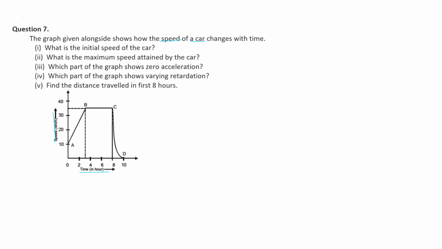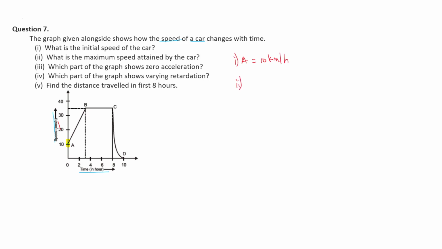What is the initial speed of the car? The point where it is starting is our position A, the point A. Therefore, initial speed is at A. Because the speed is in kilometer per hour, I say it is 10 kilometer per hour. So this is our first question answer.